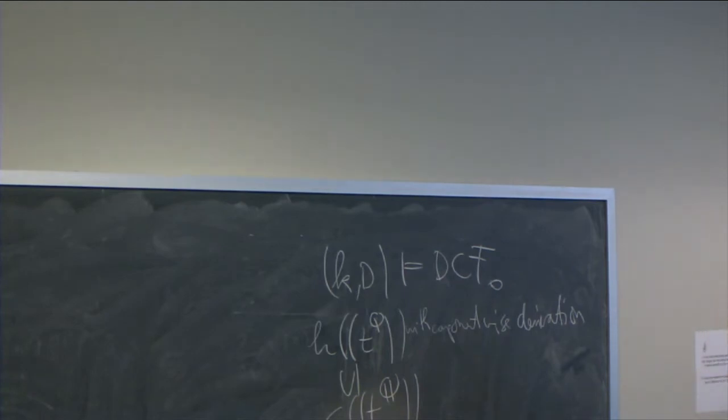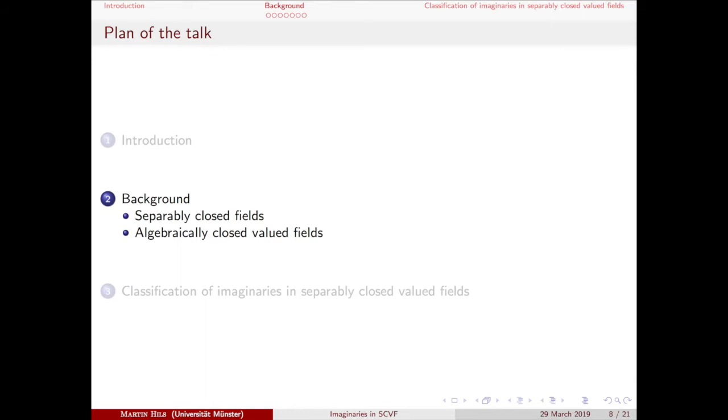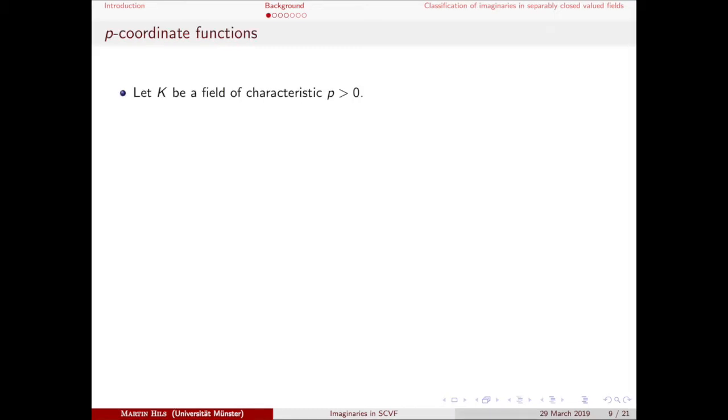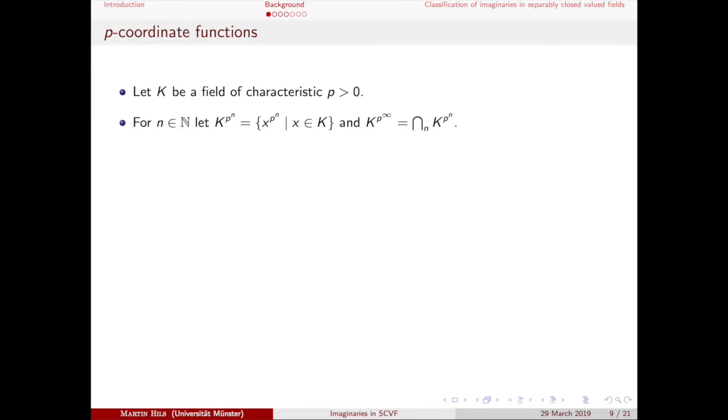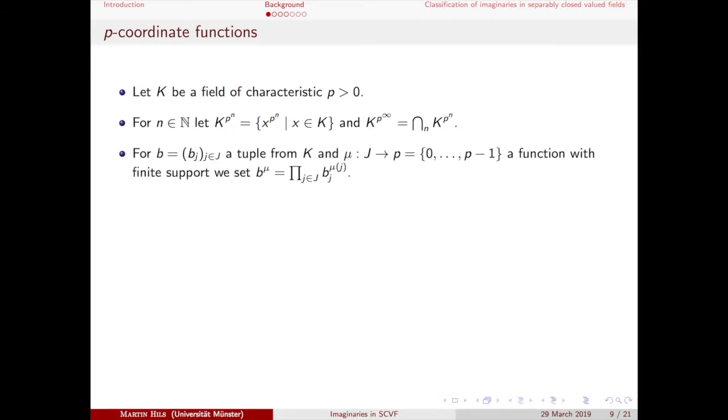Okay. Good. Okay. So now let's start with the background. So I will first talk about separably closed fields without valuation, just to set some notation and also some results on imaginaries. So from now on, fields will be of characteristic p for some fixed positive prime p. Just notation, so K^{p^n} will be the set of elements which are themselves of the form x^{p^n} for x an element of the field, so it's a subfield, and K^{p^∞} is the intersection of all these. It is the largest perfect subfield of K, by construction.